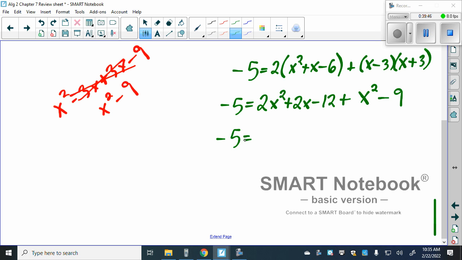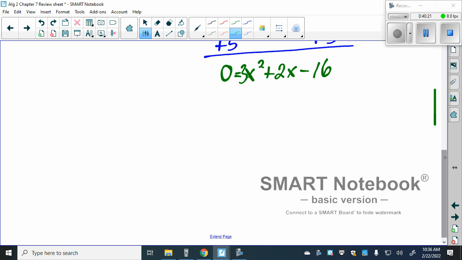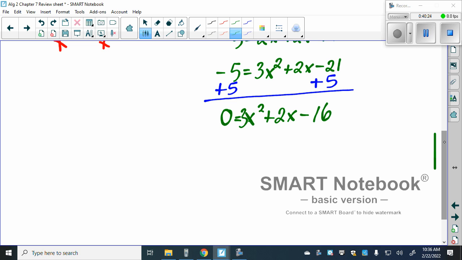Combine like terms. 2x squared plus x squared is 3x squared, plus 2x minus 21. Then we would add 5 to both sides, telling us 0 is equal to 3x squared plus 2x minus 16. Get that out of the watermark. And we get this here. Any questions on this so far?